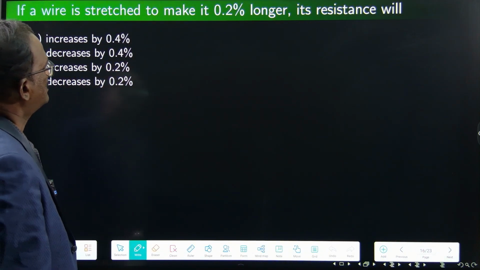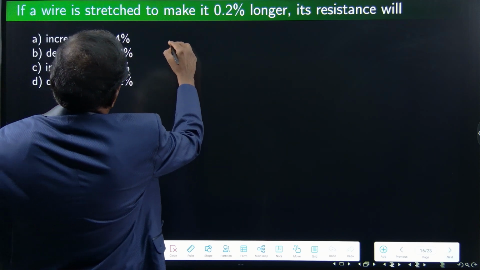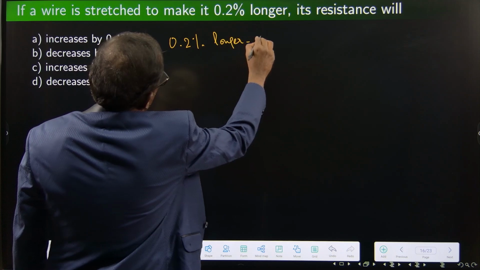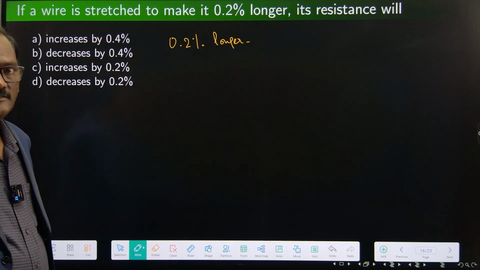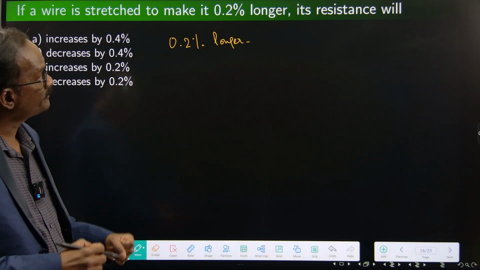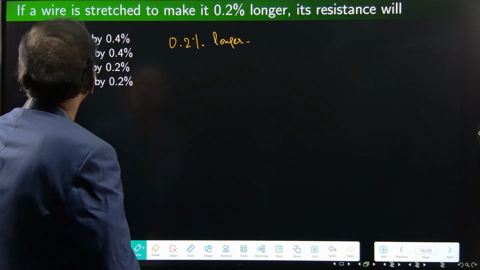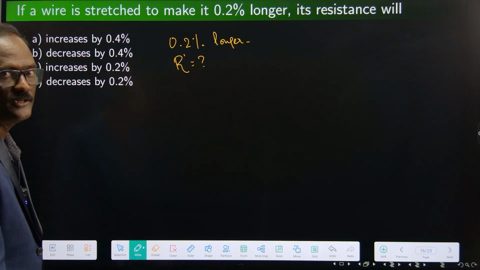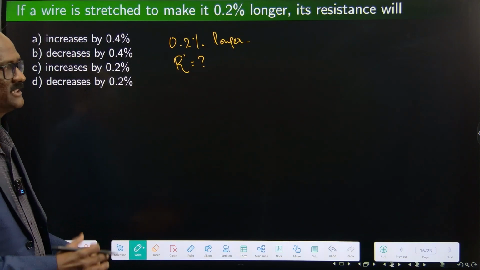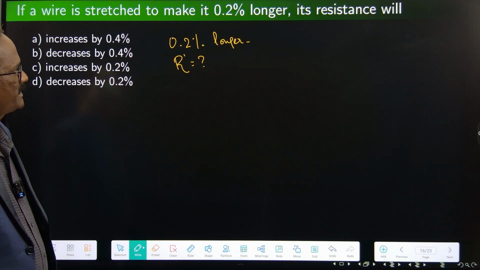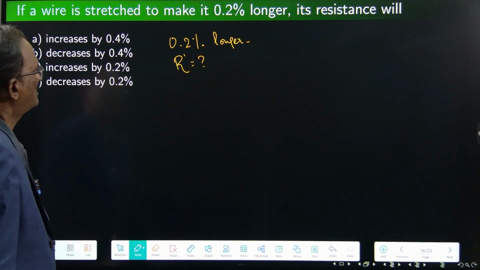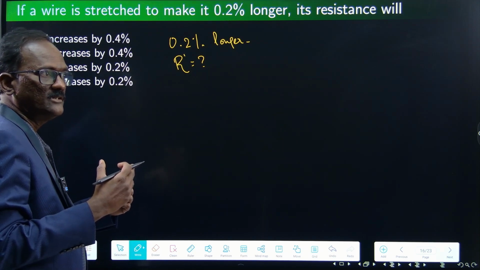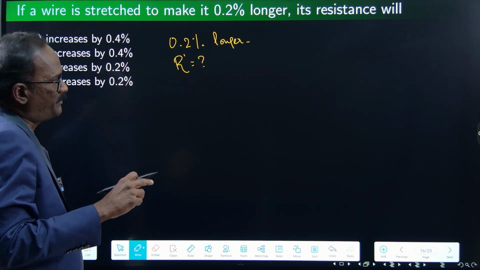If a wire is stretched to make it 0.2% longer, its resistance will be R dash, how much? In terms of percentage they are giving; the actual length is not given. Just 0.2%, any length you can take. They are stretching it by 0.2%, so the new length is 0.2% more than the previous length.